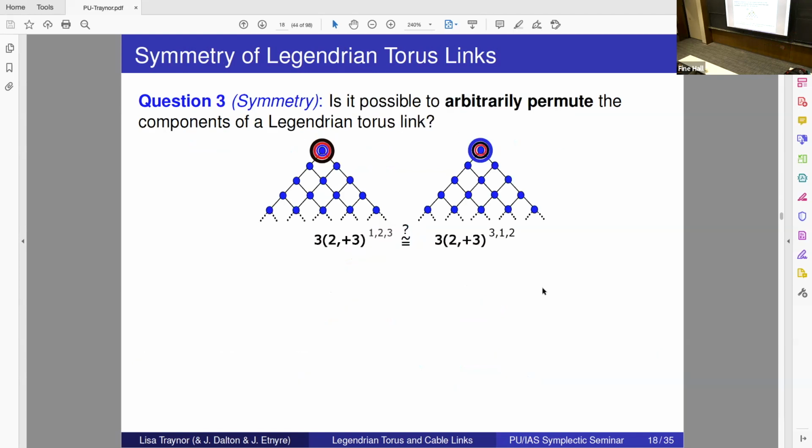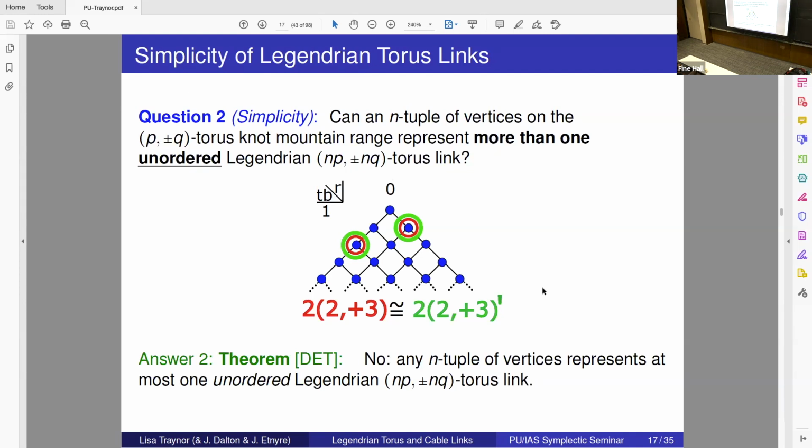Okay, is this sort of clear? Okay, so the third question is sort of like symmetry. If you have one representation, you can always stabilize it. If I have the green, I can make another green link using this component and this component and this component. So there are ways to change it, but those are different links because the TB and R of the components will be different.